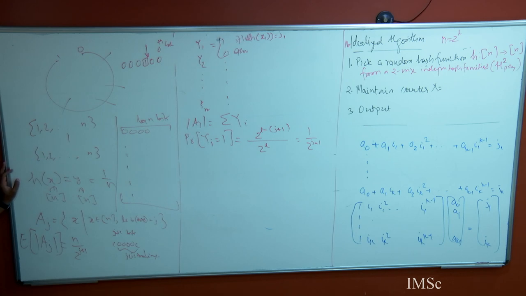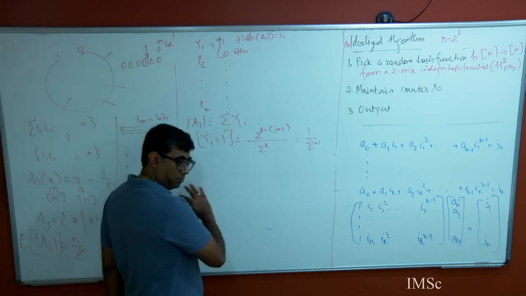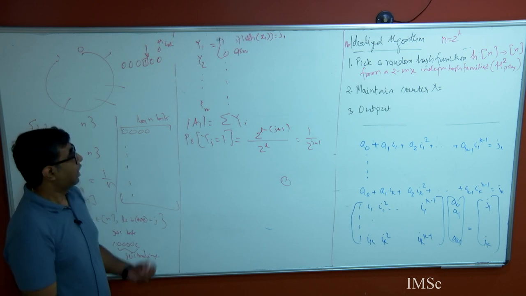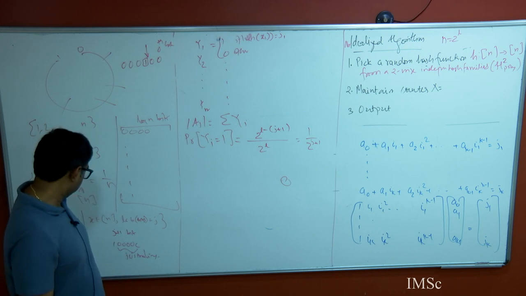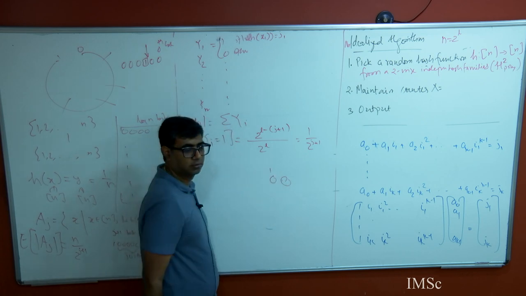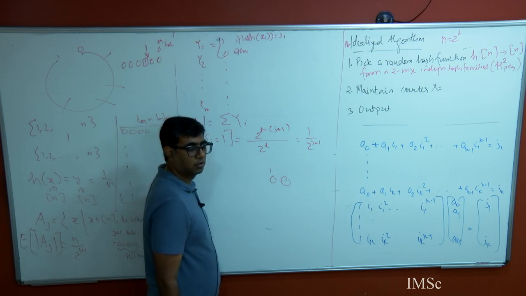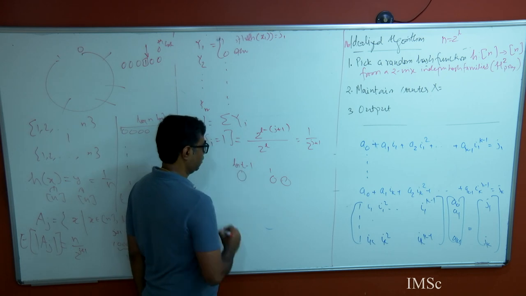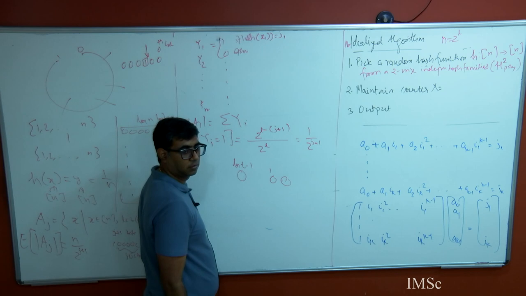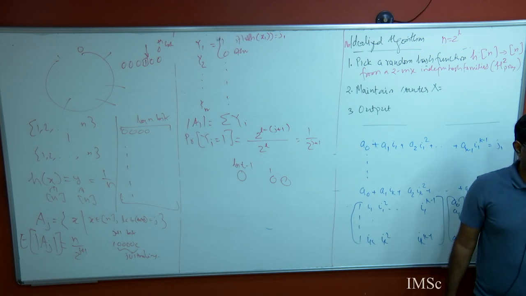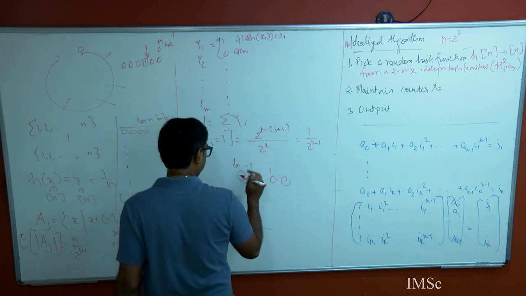How many numbers are mapped? How many numbers have least significant bit 0? Half of them. Great. How many of them have least significant bit 1? N by 4. Great. How many of them have least significant bit log n minus 1? One by t. Why? Sorry. Okay, say log n minus 1.